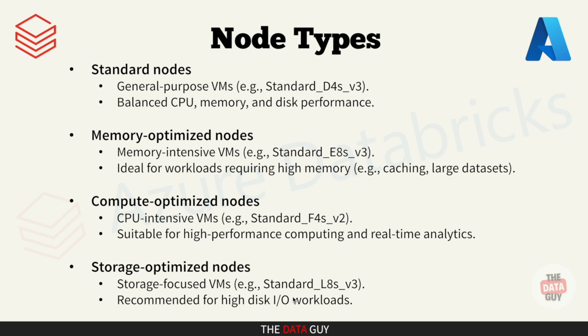Next one is memory optimized nodes. So basically, these are memory intensive virtual machines. These are ideal for workloads requiring high memory, for example, caching or large data sets. Compute optimized nodes. These are CPU intensive VMs. They are suitable for high performance computing and real time analytics. Next one is storage optimized nodes. These are storage focused virtual machines, which are recommended for high disk input-output workloads.